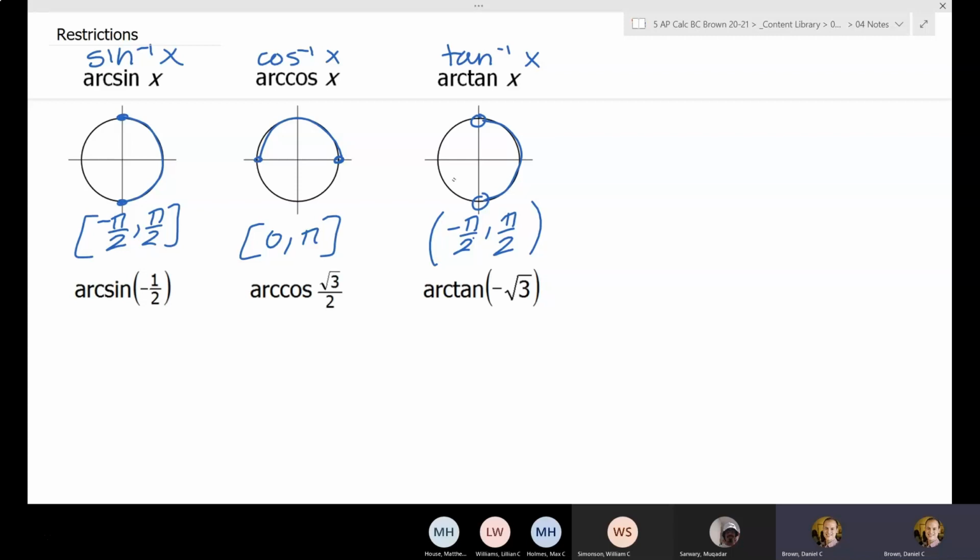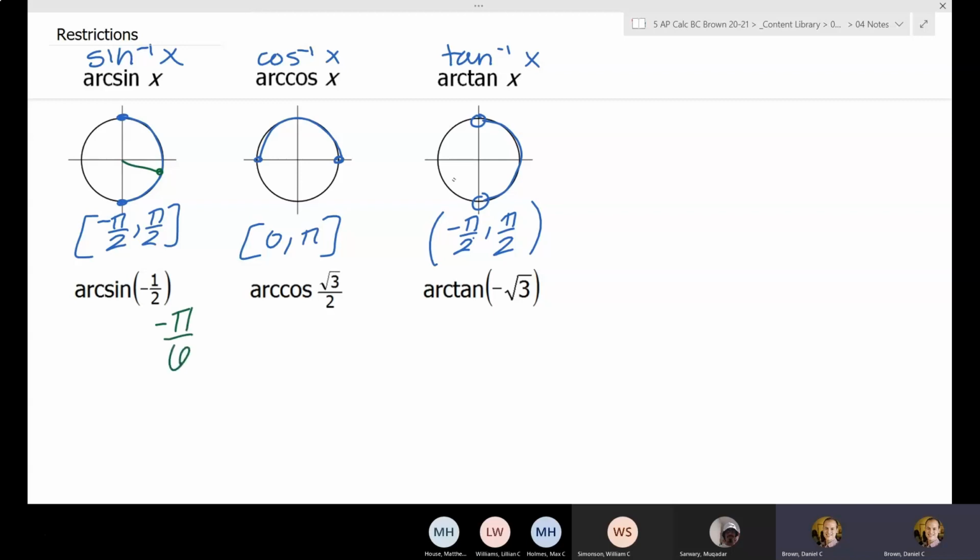The main thing to be careful with is in that fourth quadrant, you use the negative version of the angle. So instead of saying 11 pi over 6, you would say just negative pi over 6. Or instead of 5 pi over 3, you would use negative pi over 3. So what is the arc sine of negative 1/2? The arc sine of negative 1/2 means the sine of some angle is equal to negative 1/2. And that would be negative pi over 6.